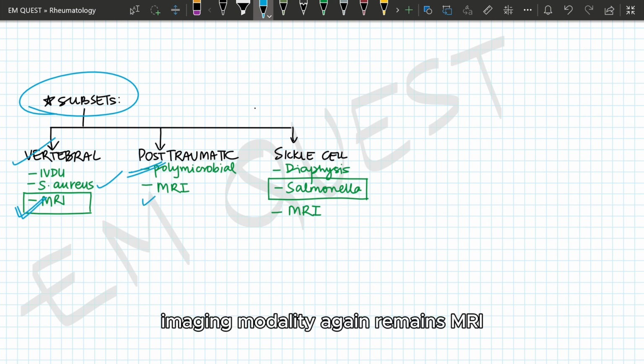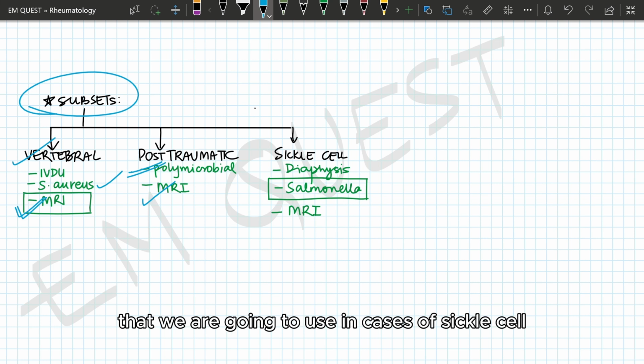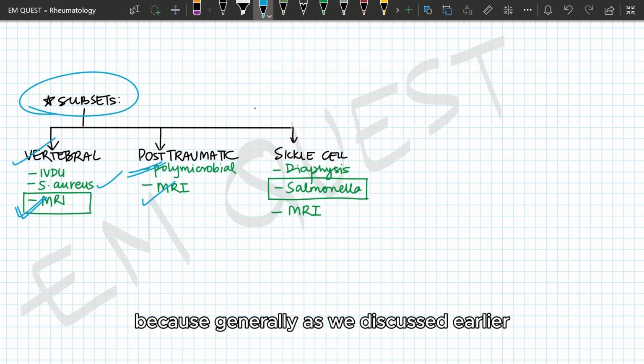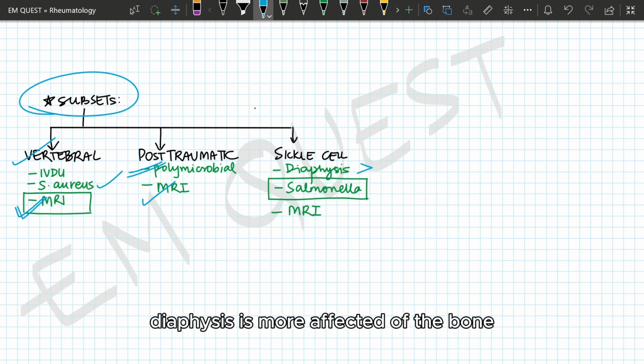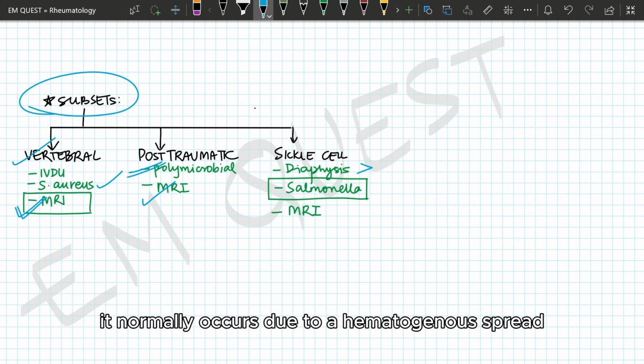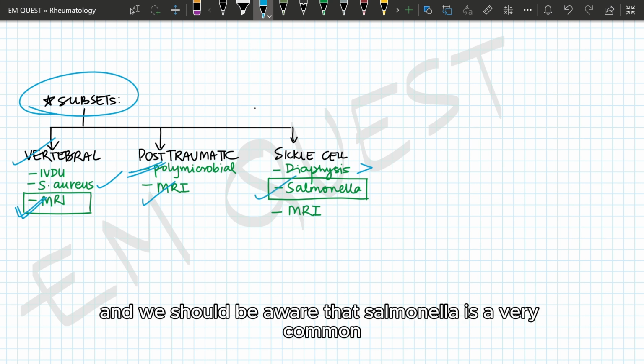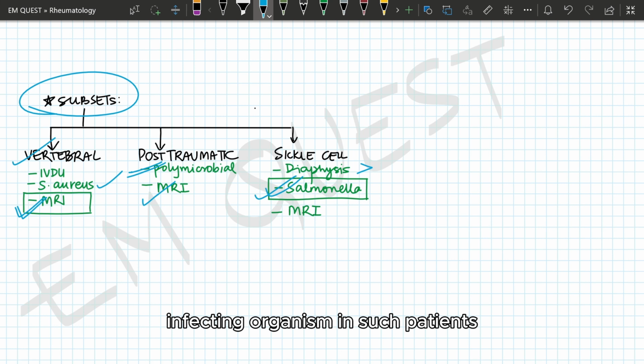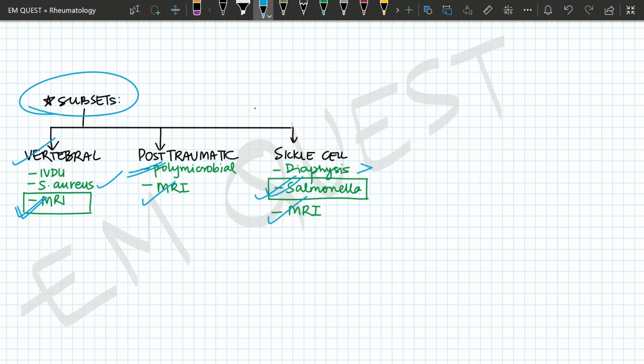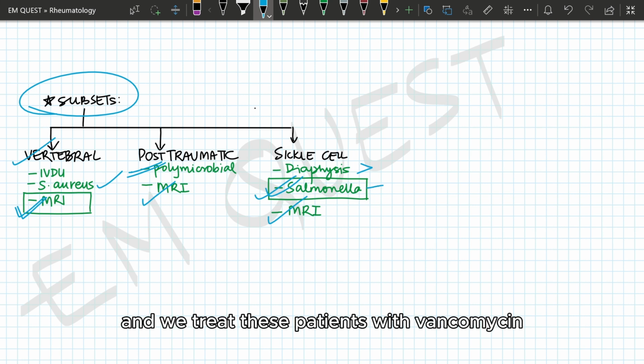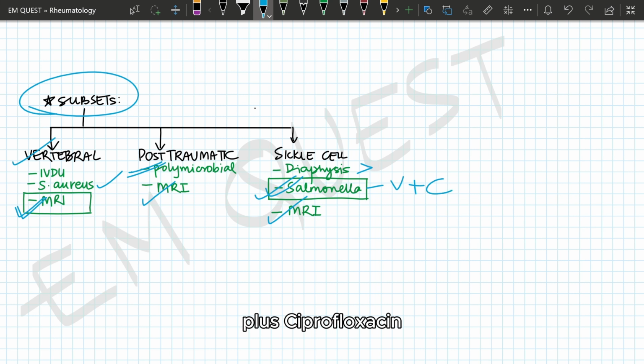Imaging modality again remains MRI that we are going to use. In cases of sickle cell, now this is where it becomes a bit different because generally, as we discussed earlier, metaphysis is more affected. In sickle cell, diaphysis is more affected of the bone. In sickle cell patient, it normally occurs due to a hematogenous spread. And we should be aware that salmonella is a very common infecting organism in such patients. MRI once again is the test of choice, and we treat these patients with vancomycin plus ciprofloxacin.